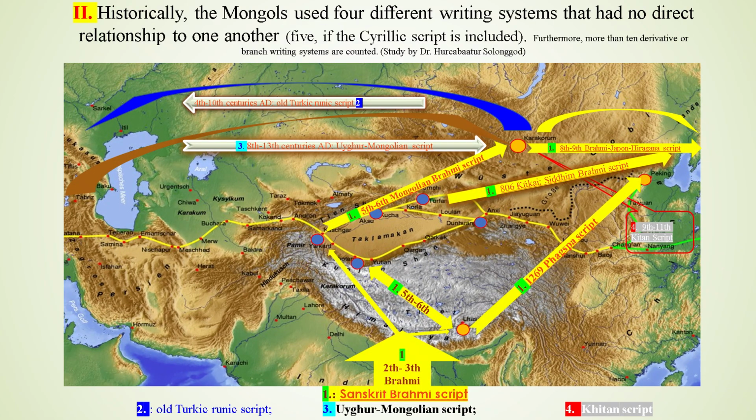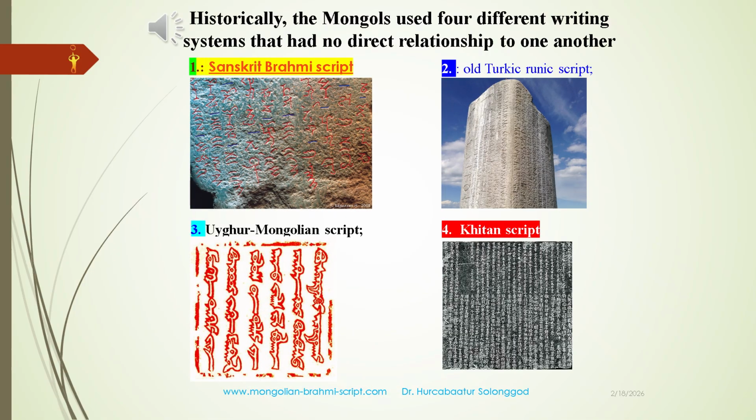Historically, the Mongols used 4 different writing systems that had no direct relationship to one another. 5, if the Cyrillic script is included. 1. Sanskrit Brahmi script. 2. Old Turkic runic script. 3. Uyghur Mongolian script. 4. Khitan script.